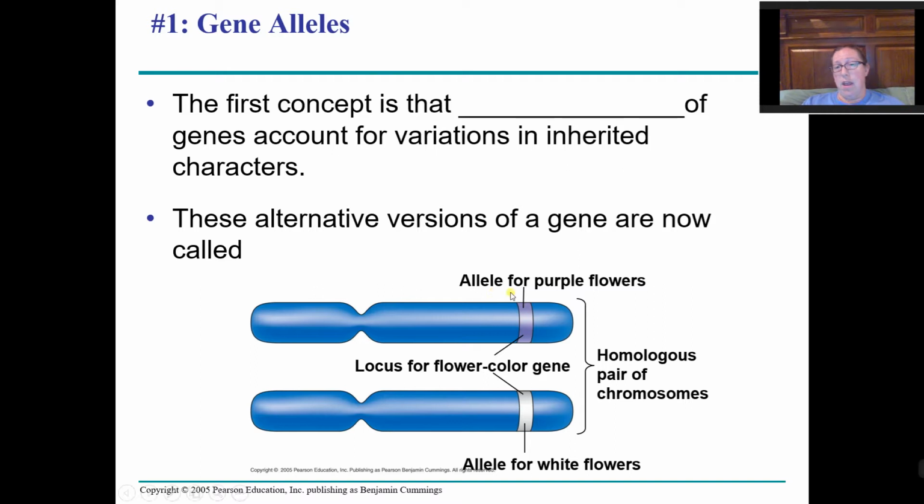Okay, and you know that chromosomes are homologous, so this would be a pair of homologous chromosomes. And if you have purple on one and white on the other, then you're looking at a heterozygote, because hetero means different. Okay, if they were both purple, they would be a homozygote, dominant, right? Because purple is dominant to white. And if they're both white, then they would be homozygous recessive.